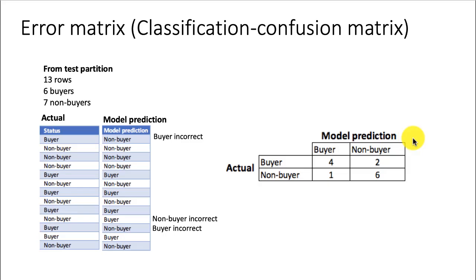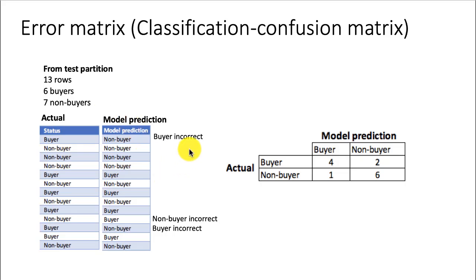Okay, and these are model predictions. So this column represents what the model predicted as a buyer, and this column represents what the model predicted as a non-buyer. Okay, so we are seeing that there are actually 6 buyers, and that is why the total of the first row is 6, right? Because actually there are 6 buyers.